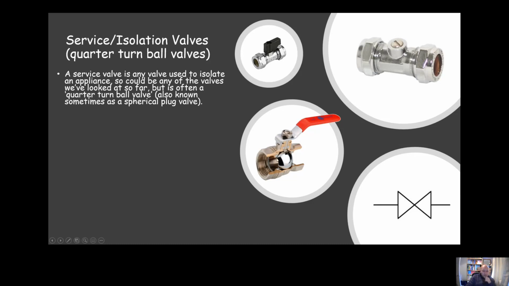These ones here are great. They're full bore, so these can be used on your main runs in low pressure, but you can also use them in high pressure as well, because they give a good seal. There's a rubber O-ring in there, and when you turn the lever, that ball turns and goes across the pipework. It's sealed against the rubber, which gives you a good seal. So it can be used on low pressure pipework and high pressure pipework. Generally speaking, these can be used on low and high pressure, but only for isolating individual appliances.